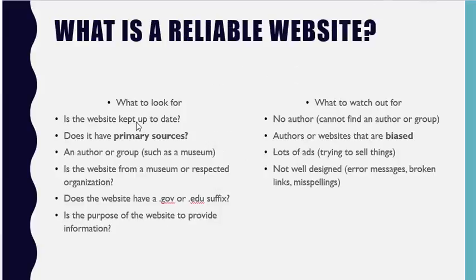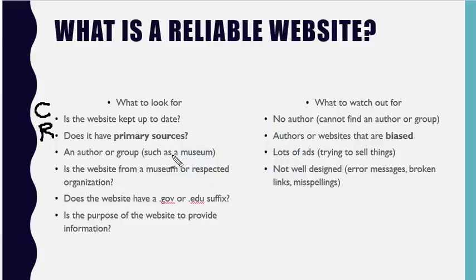Alright, so the crap model's really cool. I didn't come up with it. I'm not that clever. But this little thing here is what I came up with, and I want to show you how the crap model and this model will overlap so that we can use them both. So is the website kept up to date would be C for, what was that again? Current. That's right. The next letter, does it have primary sources? That would be R. That's right.